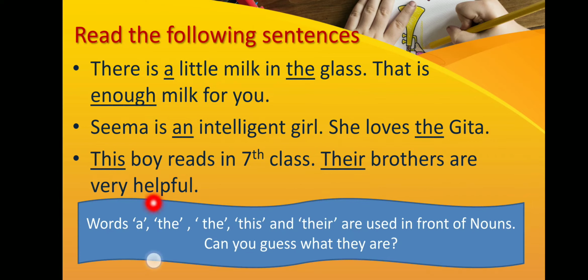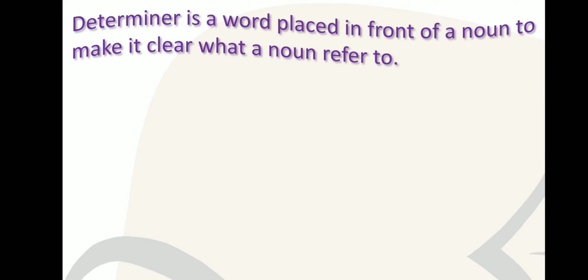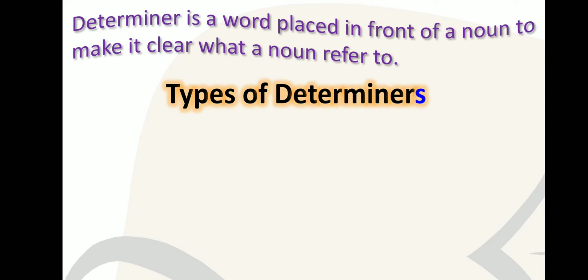So the words the, this and their are used in front of nouns. So all are called determiners. Once again, students, the definition of a determiner is a word placed in front of a noun to make it clear what the noun refers to.